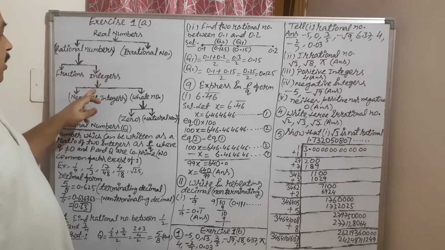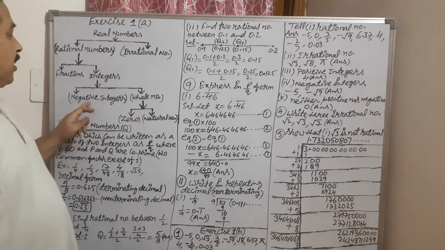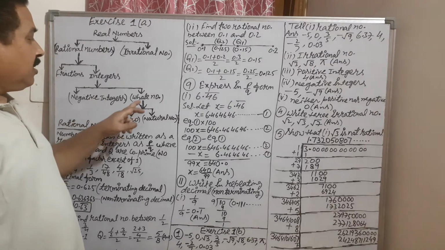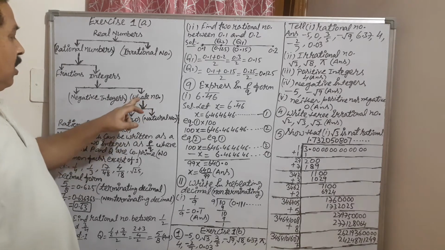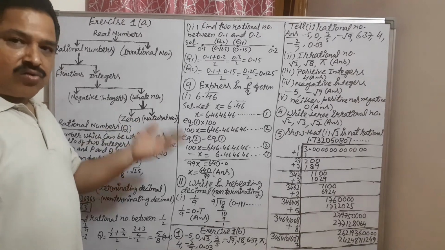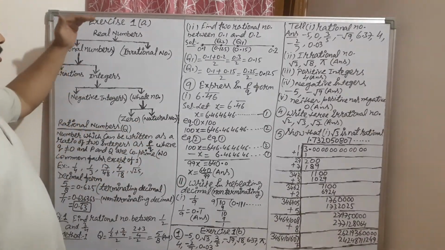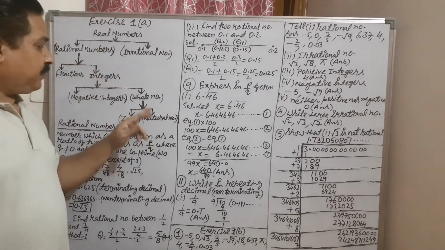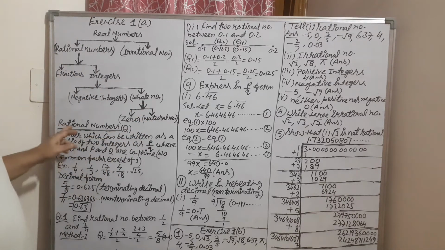And integers can be divided again into two parts. There are two types of integers, negative integers and whole numbers. And whole numbers can be divided further into two parts, 0 and natural numbers. So this is a flow chart. Learn this flow chart.